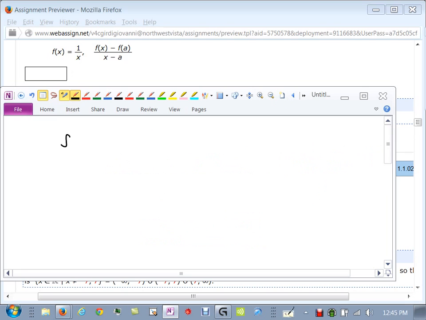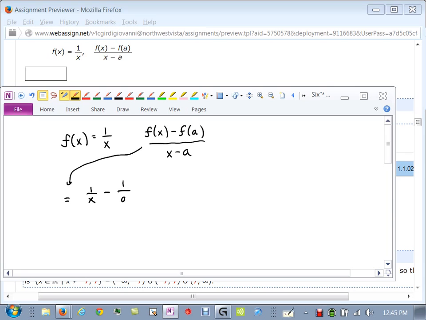Here f of x equals 1 over x. And then I want to find f of x minus f of a over x minus a. All right, again, let's work kind of quick here. This is equal to, what is f of x? Well, it's 1 over x. Minus, what's f of a? Well, that's just replacing the x in the function with a, and then divide all that by x minus a.